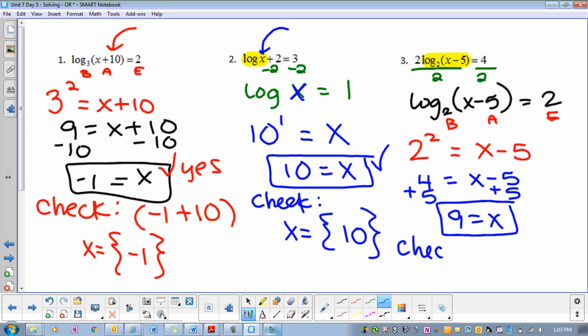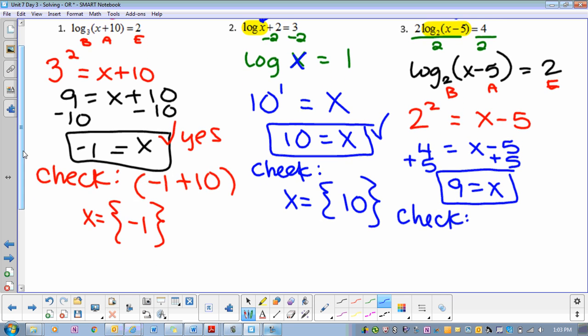Now you have to check. Plug it into that parentheses with the x, right? So x minus 5. So 9 minus 5, does that give me a 0? Does that give me a negative? No. So this one works.